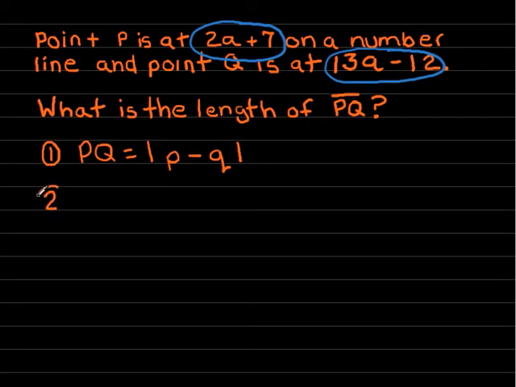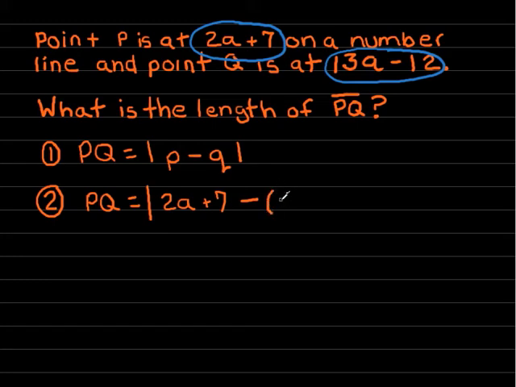Step 2, substitute in what you know. We don't know what the length of PQ is, so I'll just write it as PQ. It's a variable, again, even though it's got 2 letters to name it, it's just like an X or a Y. So PQ is equal to the absolute value of P. P is 2a plus 7. And we need to subtract Q, so minus. Q is 13a minus 12.